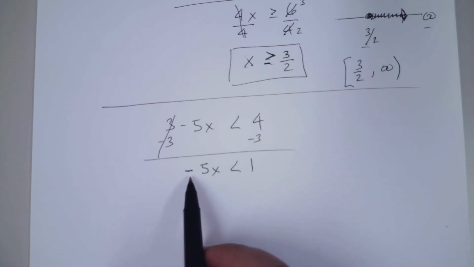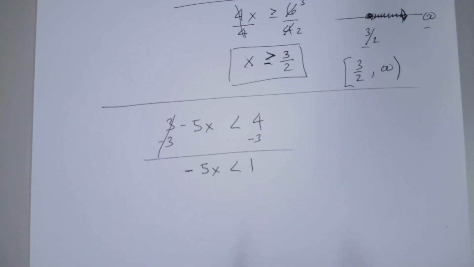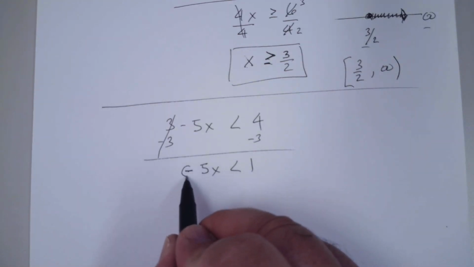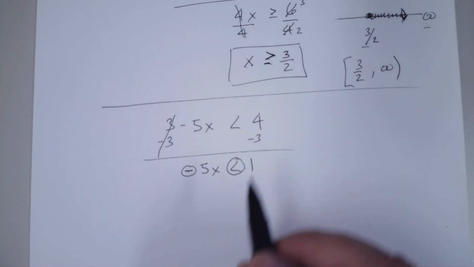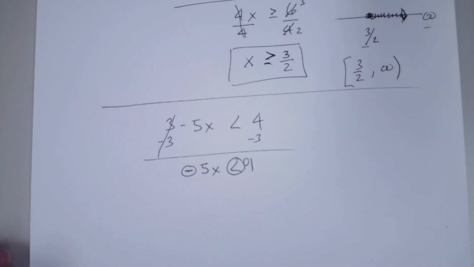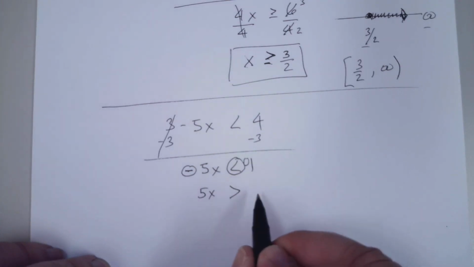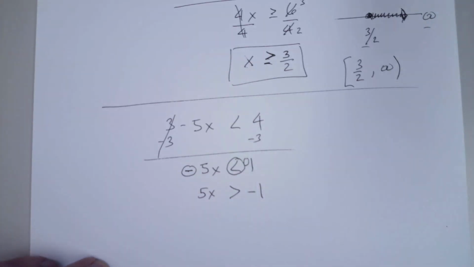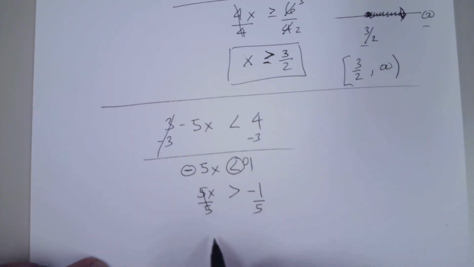Again, same as last time. Whenever you have a negative in front of your x, change everything across the board. Change the sign there, change the direction, and change the sign there. So it becomes positive 5x, change the direction, -1. And divide by 5. So x is greater than -1/5.